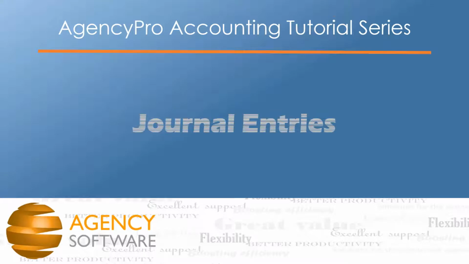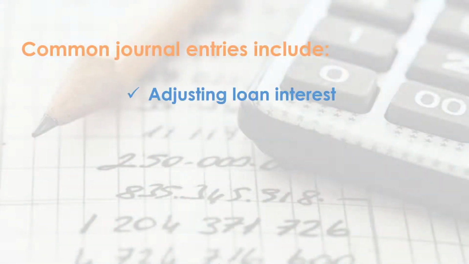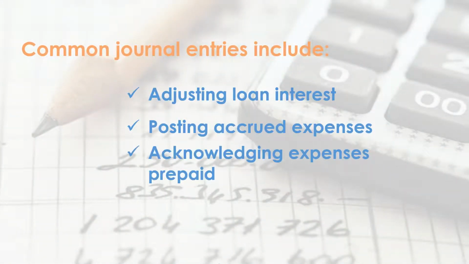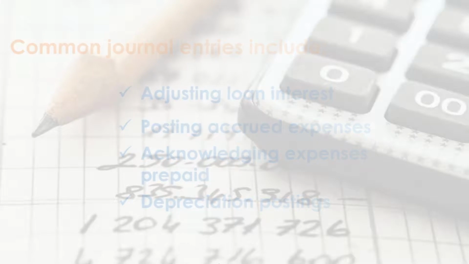Journal entries are postings between two or more non-ledger and non-subledger accounts. Examples of a common journal entry are interest adjustments on a loan and depreciation postings. Many times your accountant will outline the entry to make.